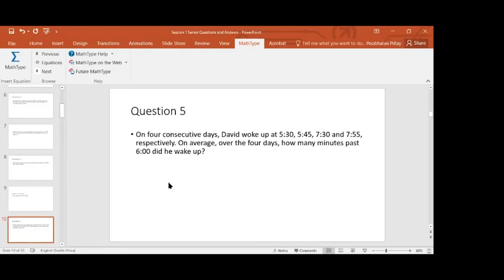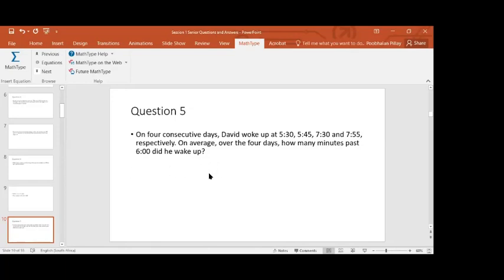is on 4 consecutive days, David woke up at 5:30, 5:45, 7:30, and 7:55, respectively. So on average, over the 4 days, how many minutes past 6 o'clock did he wake up?